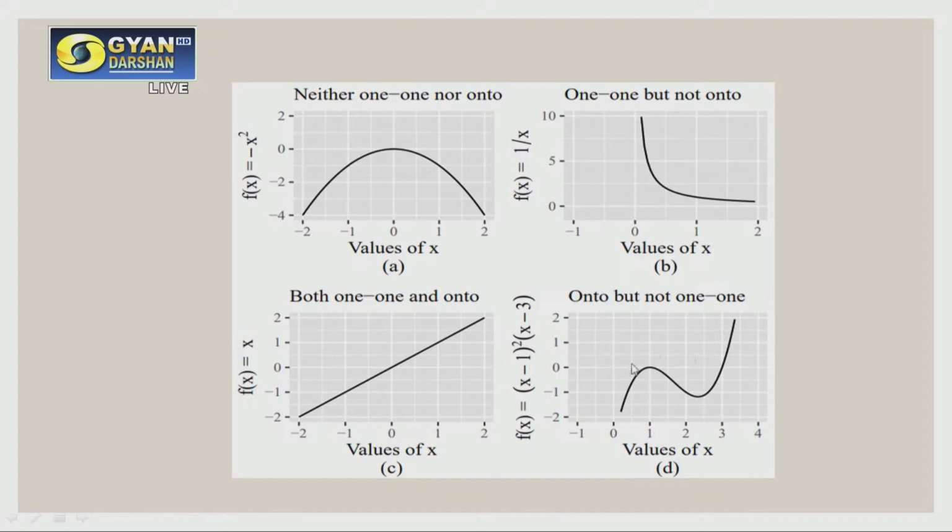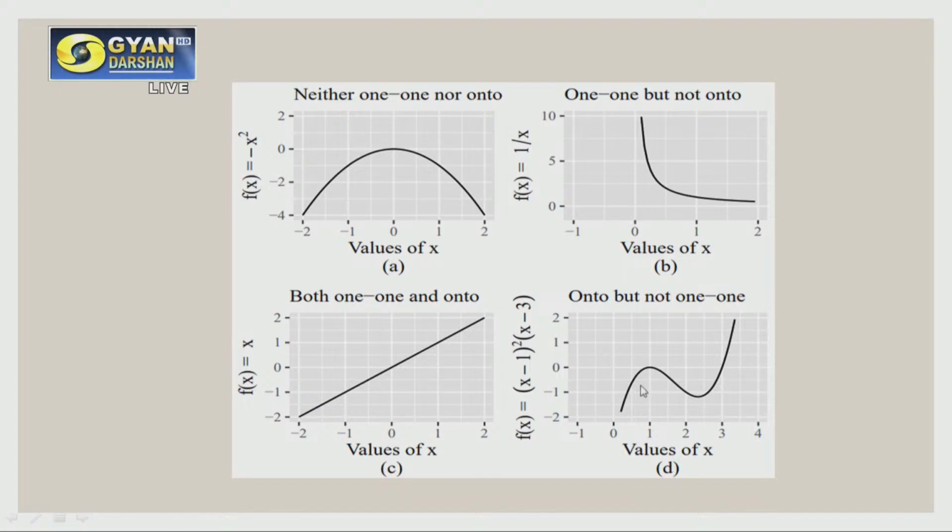Now come to the fourth part. If I draw a horizontal line from here, it will intersect the graph at exactly 1 point. No problem. But see here, if I draw a horizontal line like this, it will intersect the graph at 3 points. 1, then 2, and then 3. So it means this mother has 3 daughters. It means 3 different daughters have the same mother. But according to the condition of one-one function, different daughters should have different mothers. But here 3 different daughters have the same mother. So this is not one-one.